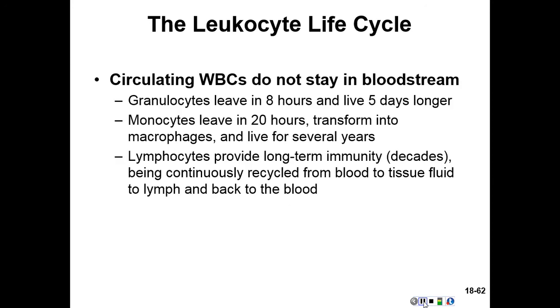Alright, again, the white blood cells do not stay, they circulate throughout the system and the tissues to fight any type of invading organism. In 20 hours, once they leave, they transform to macrophages. Macrophages can be fixed in the lungs, called alveolar macrophages, or in the liver, Kupffer cells, or they can be wandering. They have the ability to migrate and move throughout the body. So they provide us with our long-term immunity or immune system. They can last for years.